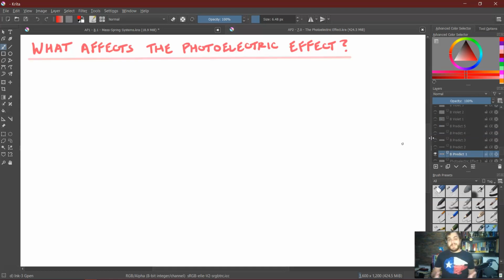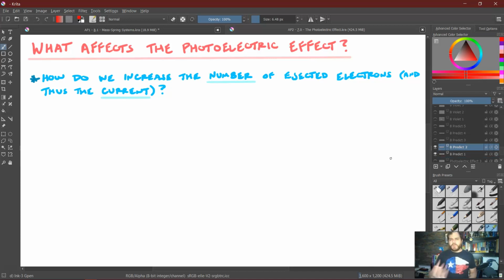So in the late 1880s and early 1890s, we started studying this photoelectric effect. And we started thinking, okay, what are different things we can do to change what's happening here? So first off, how can we increase the number of ejected electrons from the metal? And by doing so, we're going to be increasing the current through the wire. If you have more electrons going through the wire, that current's going to go up.